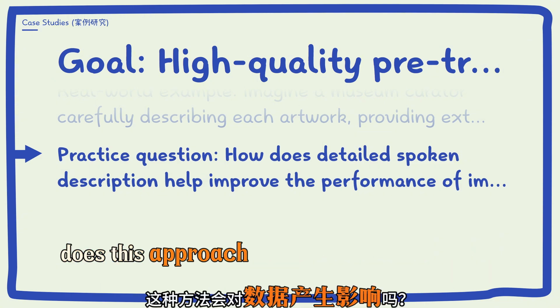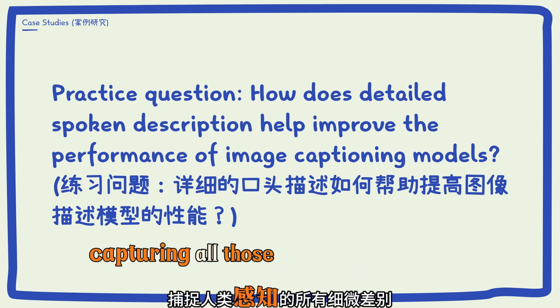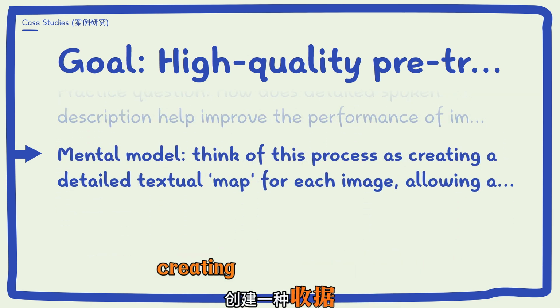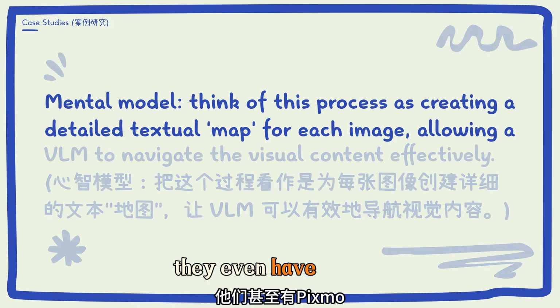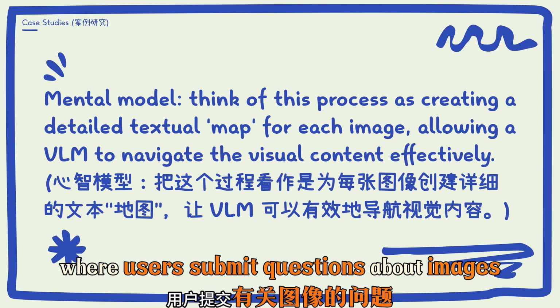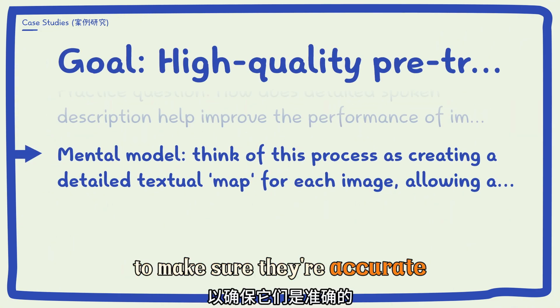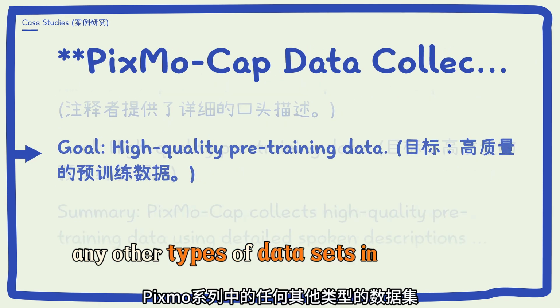Yeah. Does this approach make a difference in the data? Oh, absolutely. Much richer data, capturing all those nuances of human perception. Plus, they record the annotator's audio, creating a sort of receipt to prove no other VLMs were used. They even have PixMo Ask Model Anything, where users submit questions about images. And a language model helps refine the answers to make sure they're accurate. It's like crowdsourcing image understanding. Any other types of data sets in the PixMo family?